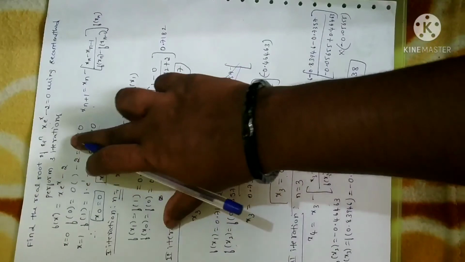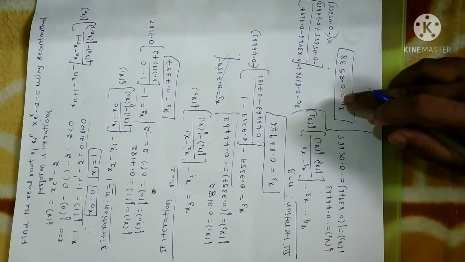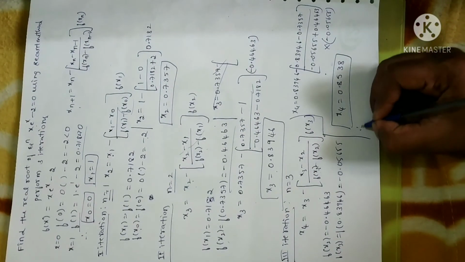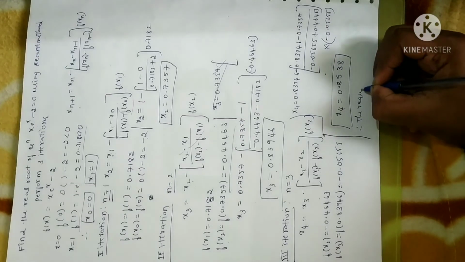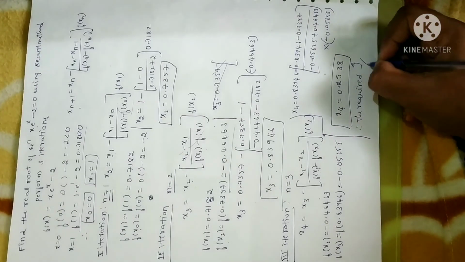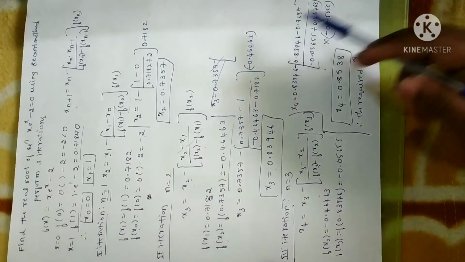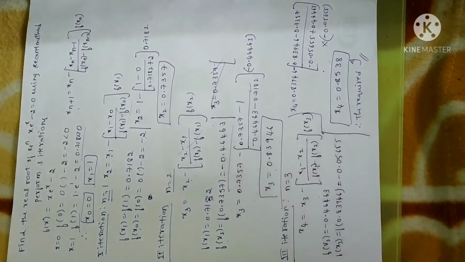So I am going to stop here itself. Why? Because I have to find up to the third iteration. So at the third iteration I obtained this solution. Therefore I can write the required solution is this one. Clear? The procedure is the same, but you have to know the calculation. Hope it is clear. This completes the secant method. Thank you. Continue in the next session.